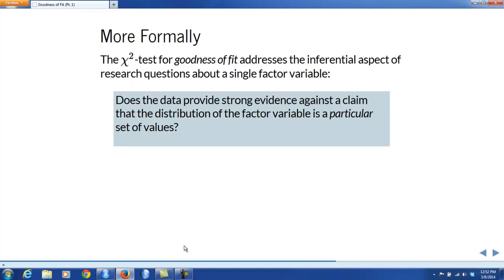Let's go through the whole procedure again, a little bit more formally. So, the chi-square test for goodness of fit addresses the inferential aspect of research questions about a single factor variable. In particular, they answer questions like this one: does the data provide strong evidence against a claim that the distribution of the factor variable is a particular set of values, a particular set of percentages?